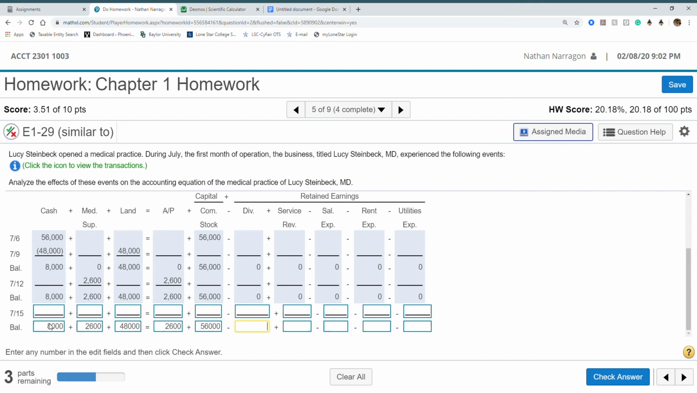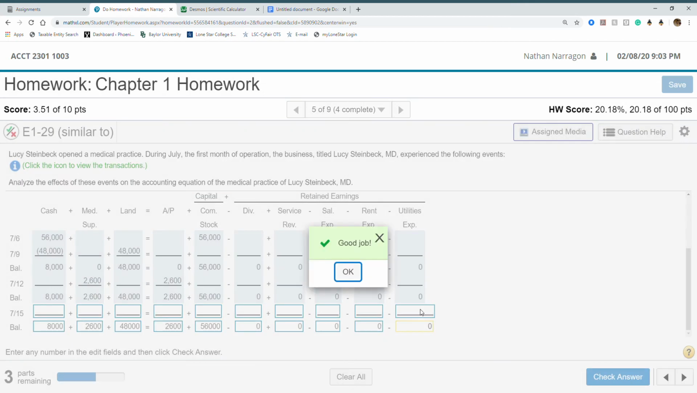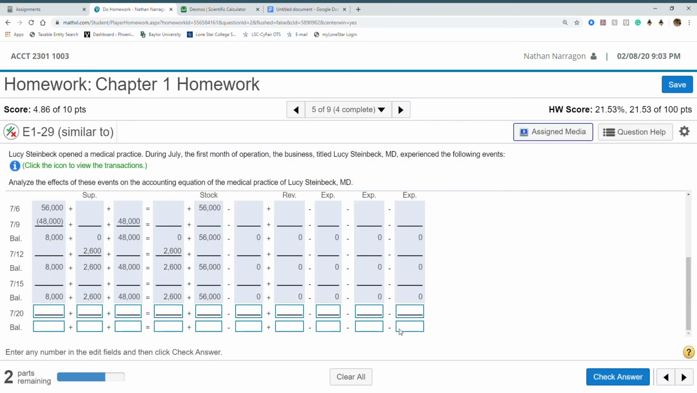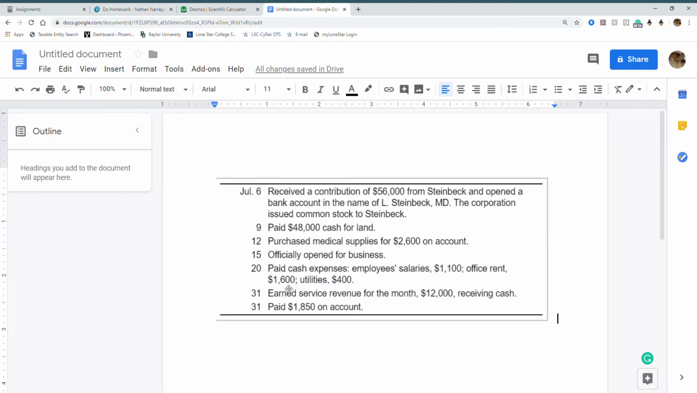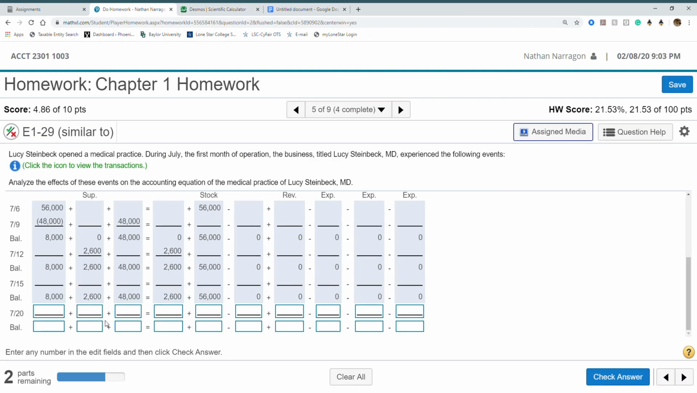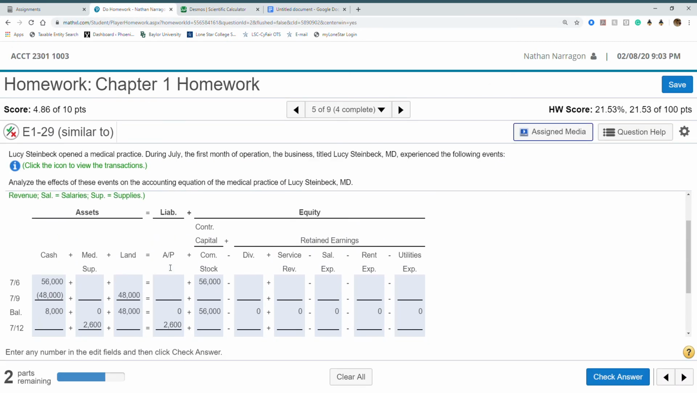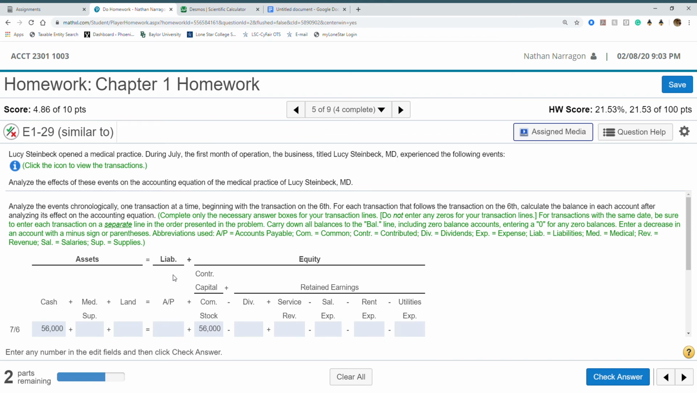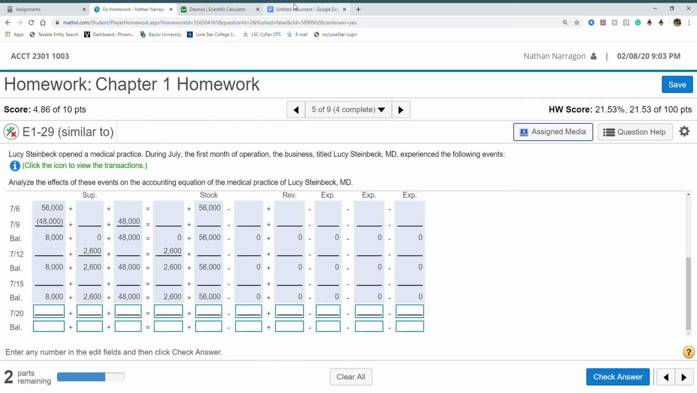I like those. All we have to do is bring down the balances and we're done. So, 720. We paid cash expense, employee salary, office rent, and utilities. So we actually have 3 going there. So let's see what happens when we have multiple. Each transaction has to be separate lines in order presented in the problem. So they knew this was coming.